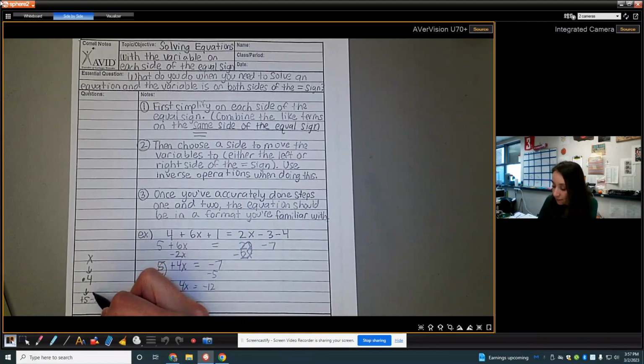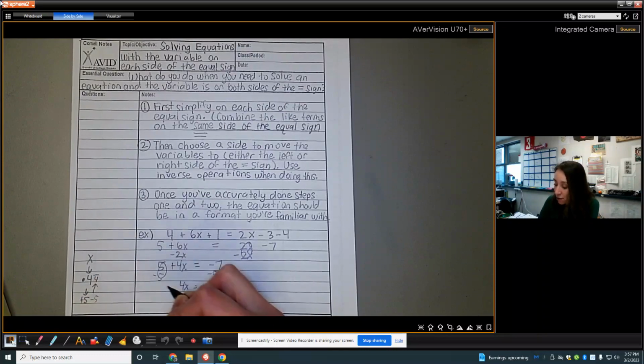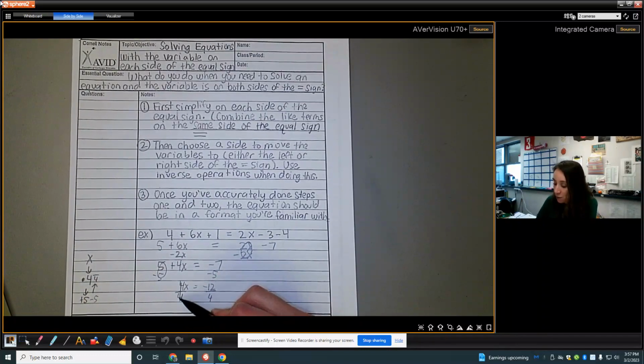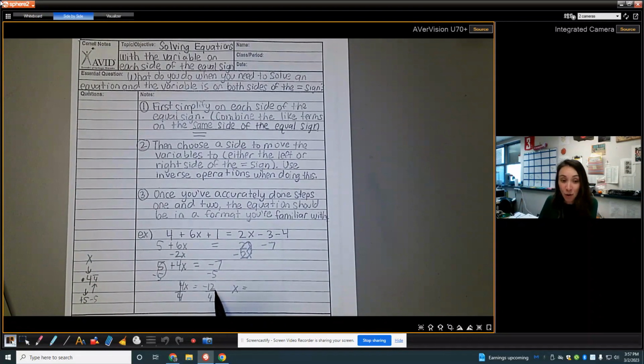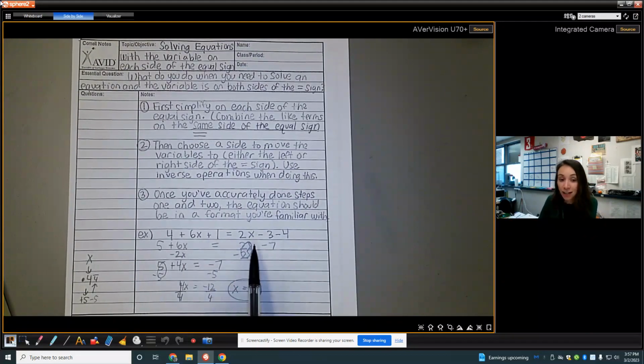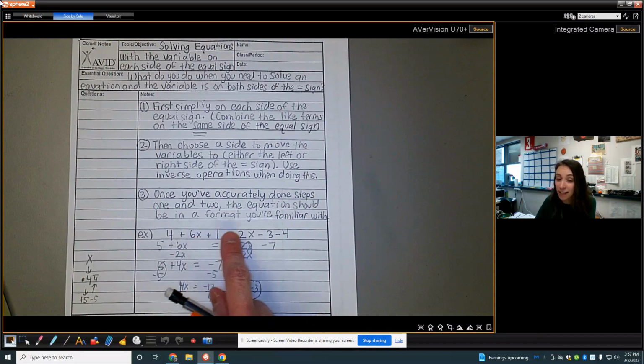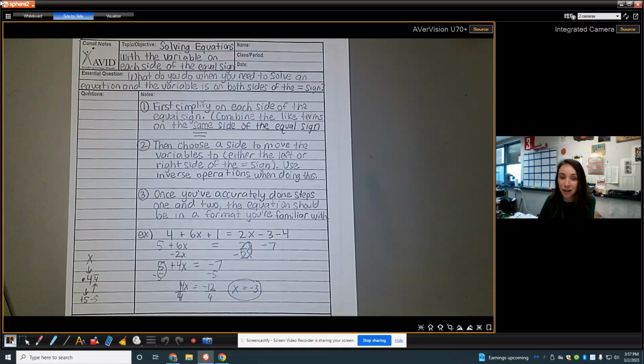From here, the inverse operation of multiplying by 4 is dividing by 4. So divide both sides of that equal sign by 4. 4 divided by 4 is 1. 1 times x is 1x, or x. And negative 12 divided by positive 4 is negative 3. So the solution to this equation right here is negative 3. The only value that I could put in for x that would make this side of the equal sign equivalent to this side of the equal sign is negative 3.